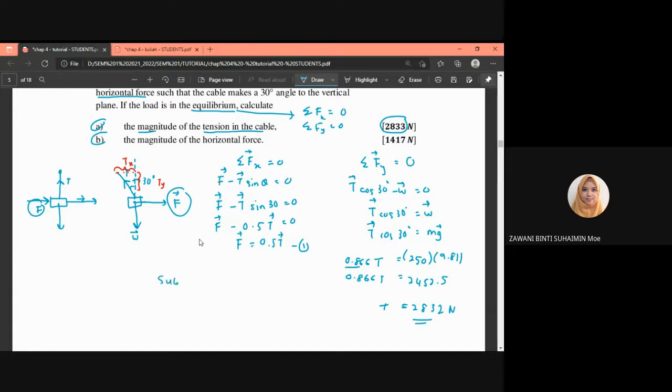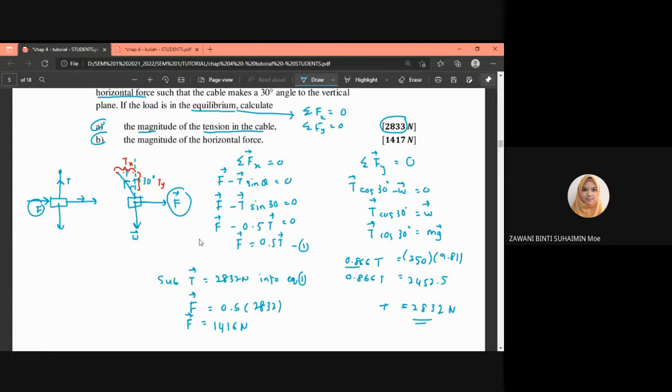So substitute T is equal to 2832 newtons into equation 1. Okay, so kita substitute kan. So kita dapatlah horizontal force kita sama dengan 0.5 darab dengan 2832. Okay, so bila darabkan, saya dapat 1416 Newton. Okay, this is our magnitude of the horizontal force. Okay, so horizontal force has settled.